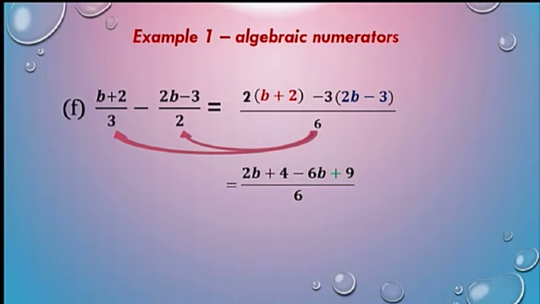Now we simplify the numerator. 2b minus 6b is minus 4b. Then 4 plus 9 is 13. The denominator is 6. So the final answer is minus 4b plus 13 over 6.